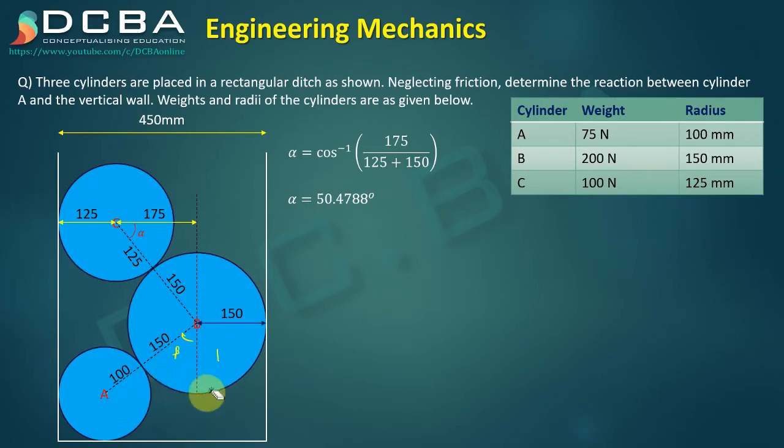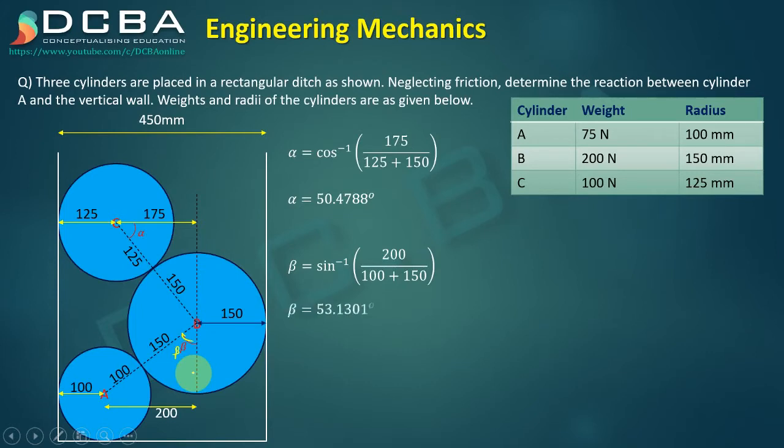When you're not fixed about something, you should never take that dimension. So the fixed dimension that we can surely say is this one, which is 450 minus 100 minus 150, which comes out to be 200, I think. Yes. So beta we can find as sine inverse of 200 upon (100 plus 150). So beta comes out to be 53.1301 degrees. Okay.